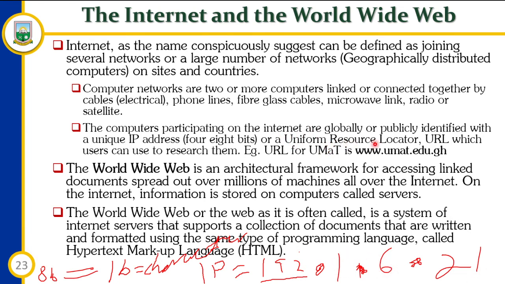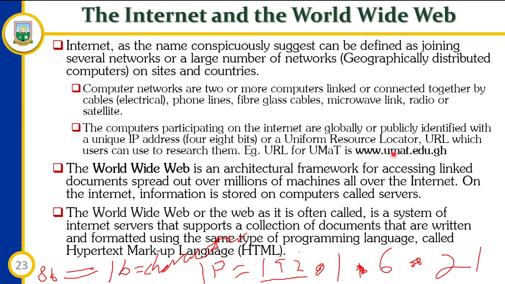Or a uniform resource locator, URL. The URL, that is a uniform resource locator, is what users can use to search for them. So for instance, if you want to check out the UMAT website, this is what we call the domain name. And the domain name is also termed as the URL. It is this that you type in your browser to get access to the UMAT website.